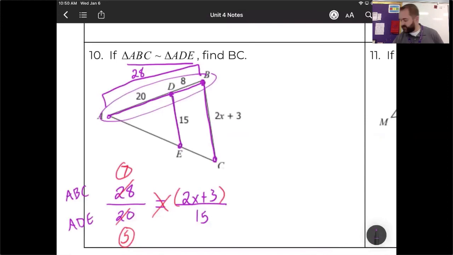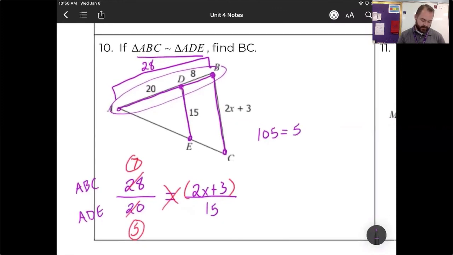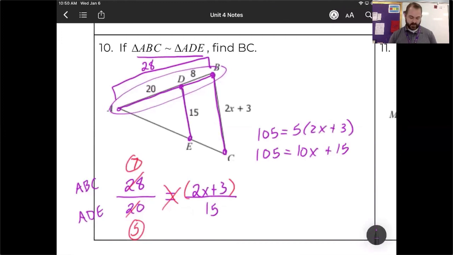7 times 15 is 105. And that equals 5 times 2x plus 3. That quantity you can write like this. And then we need to distribute, like we learned in some of our proportion work in the last lesson. 5 times 2x is 10x. 5 times 3 is 15. And so I'm going to subtract the 15 from both sides. 105 minus 15 is 90, equals 10x. Then I divide by 10. And we get x is 9.